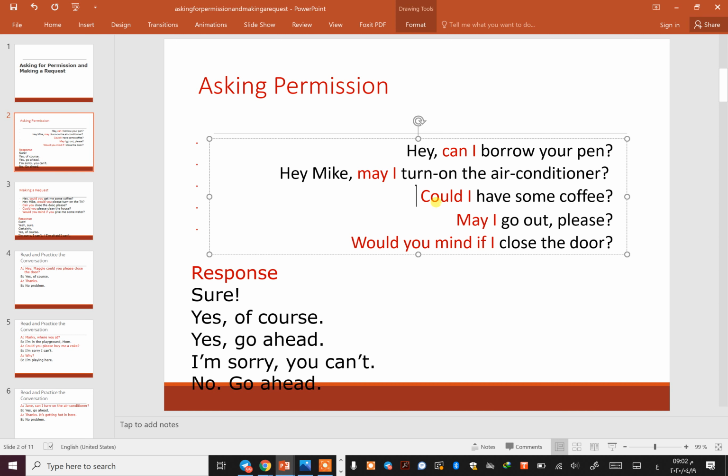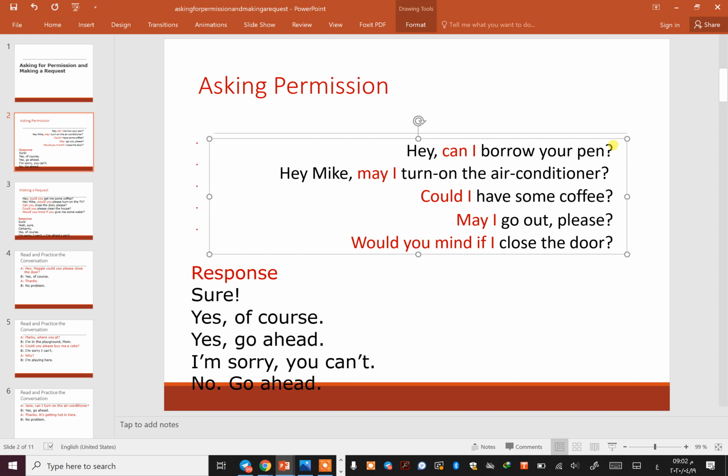So that means it's can or could or may plus I. All the time الضمير يكون I, plus يكون الverb مجرد. If you look at the sentence, borrow مجرد, ما بي لا اس ولا ed ولا ing. If you look at turn on, نفس الشيء. have نفس الشيء. go نفس الشيء. So can I, may I, could I. All the time the verb is gonna be the infinitive basic verb.